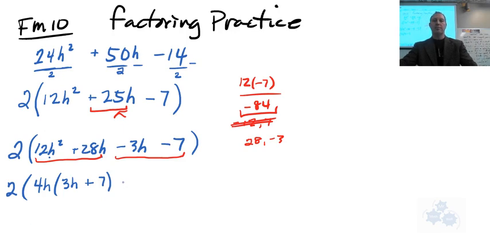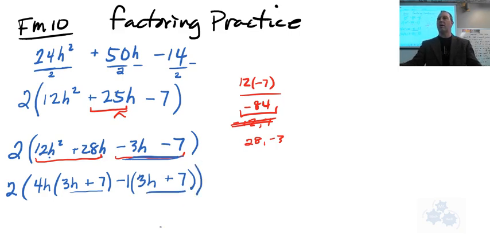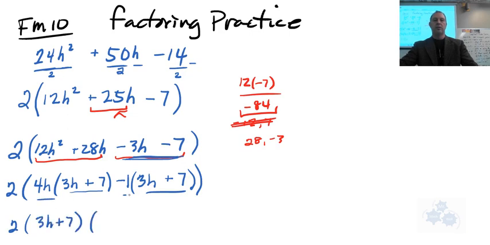Now we got to go over here to the second part. Now, you notice that these are almost the same here, except for that nasty negative. So guess what? Let's take out a negative 1 from this second group, because that's the greatest common factor. We don't have anything else. We take out a negative 1, we get positive 3h plus 7. And that is great because we have the same common factor in there. So this is 2 times, what's my common factor? 3h plus 7 times, what's left over? 4h minus 1.